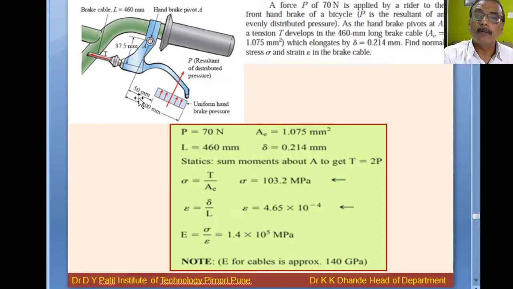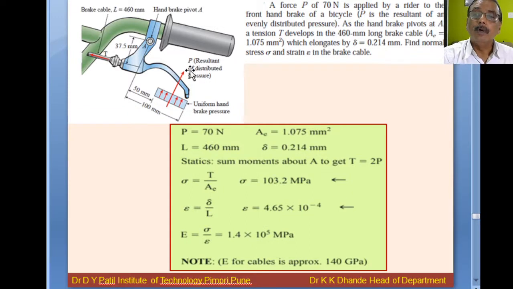So it becomes here 50 plus 25, so it becomes 75 mm. Okay. Now T is acting here. T is nothing but the tensile force acting on the cable. And on that side, this perpendicular dimension is 37.5. So we have to take moment. Moment is nothing but the force into the perpendicular distance up to that point.